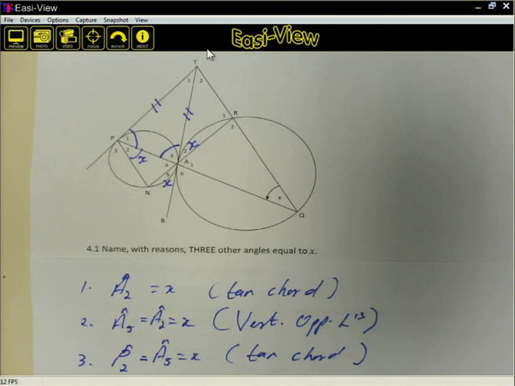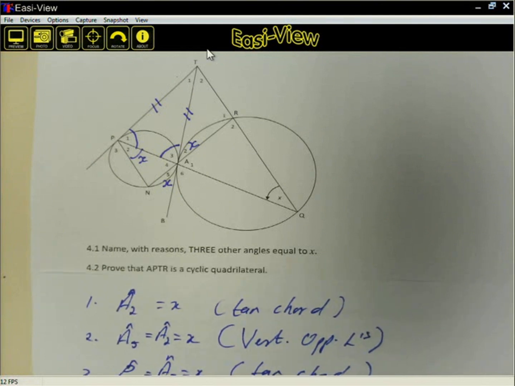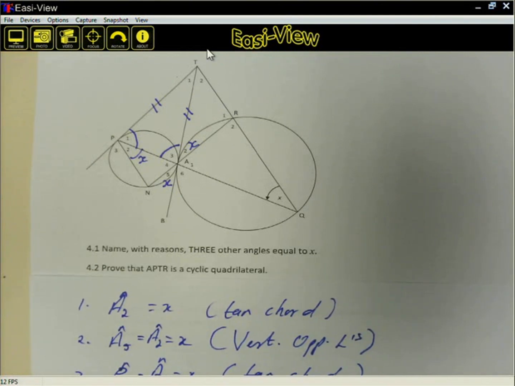So those are the 3 angles equal to X from that diagram. Did you get them right? It's very much interesting. Let's go to the next section, the second part of the question, which states, prove that APTR is a cyclic quad.